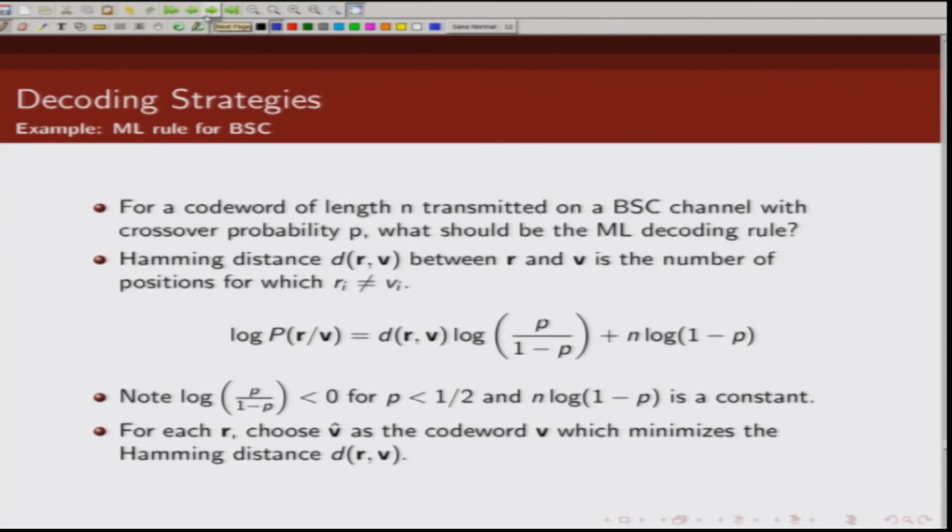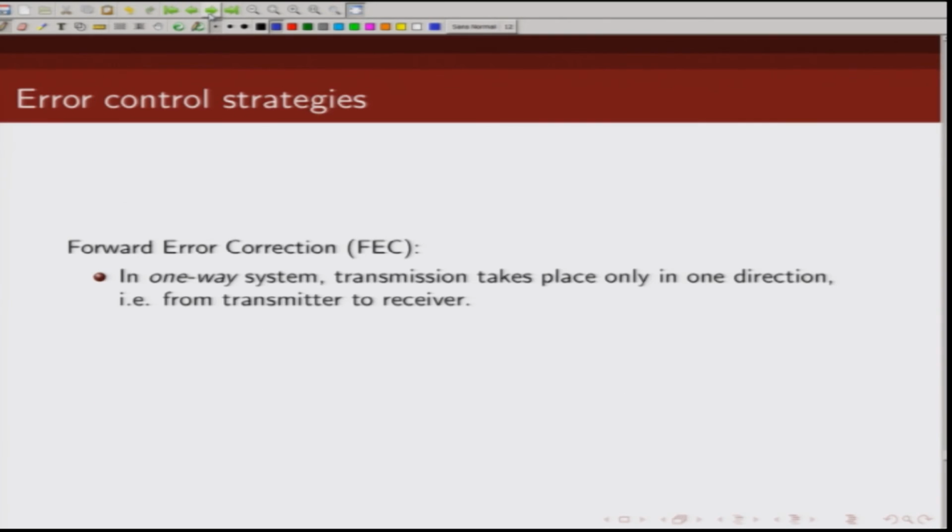So, this gives us the maximum likelihood decoding rule for the binary symmetric channel, and what is that? We should choose a v such that d(r,v) is minimized. In other words, we should choose a code word v such that the Hamming distance between the code word v and the received sequence is minimized, and that makes sense. And that is our maximum likelihood decoding rule.